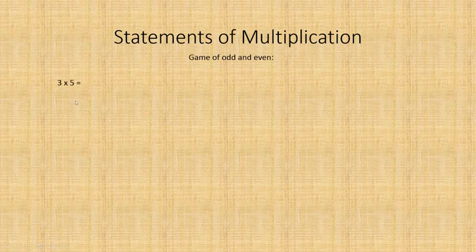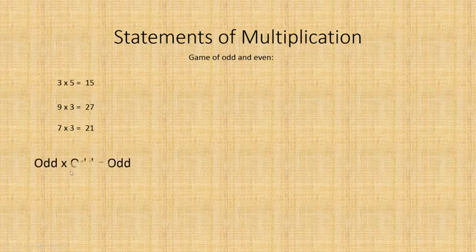So let's try 3 times 5. So the answer is 15. And here 9 times 3, the answer is 27. And 7 times 3 equals 21. Can any one of you just try to figure out the rule? Yes, it's odd number times odd number, the answer is an odd number. So it's a general rule.